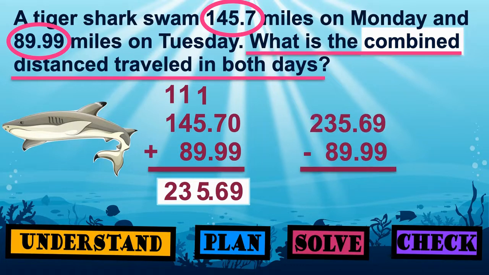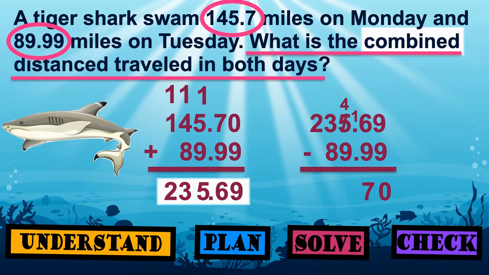Let's set up our problem. Take our answer and subtract it from one of our numbers. We'll use 89 and 99 hundredths. Let's subtract now. 9 from 9 leaves 0. Look at that. We can't take 9 from 6. So we go to the 5 and we rename that to a 4. And our 6 now becomes 16. Now we can take 9 from 16. And we know that that is 7.